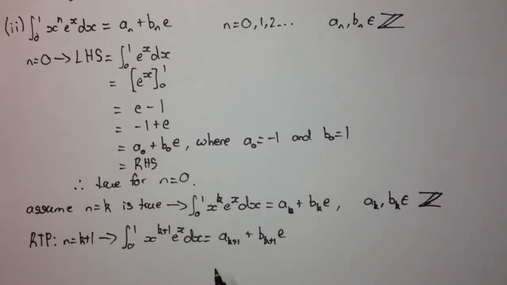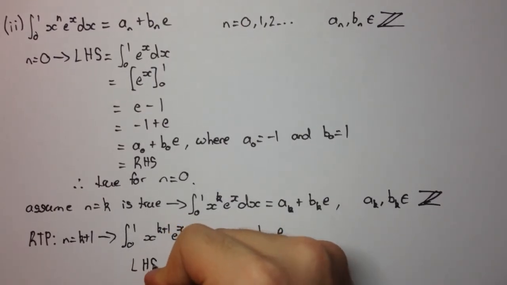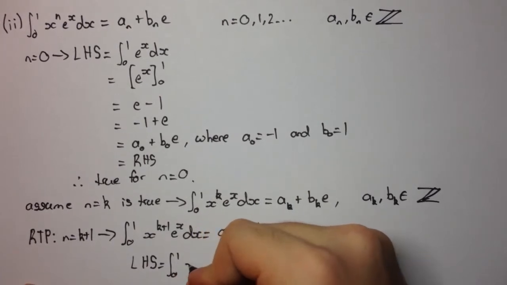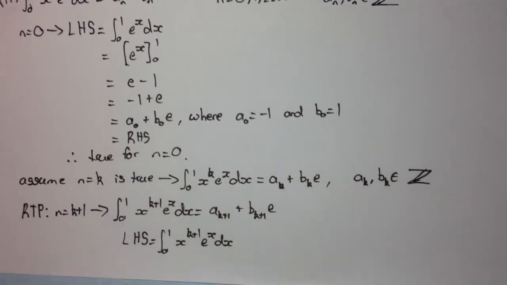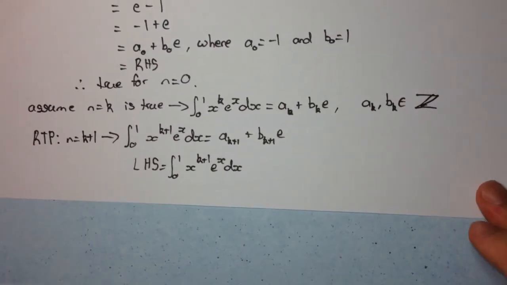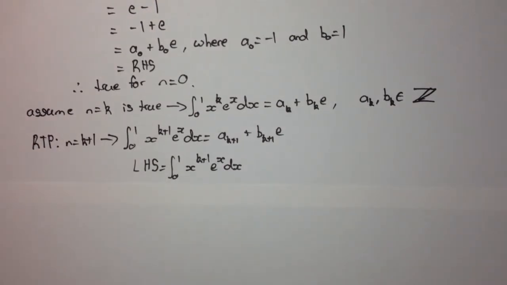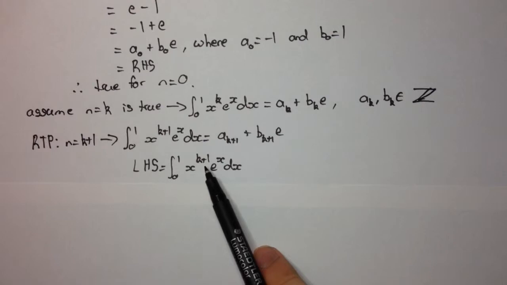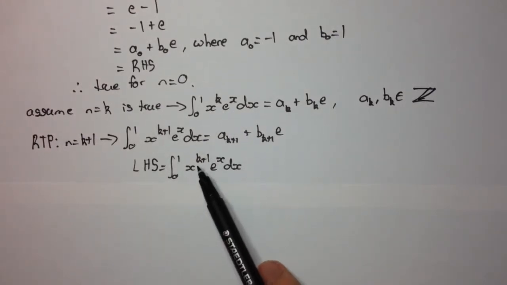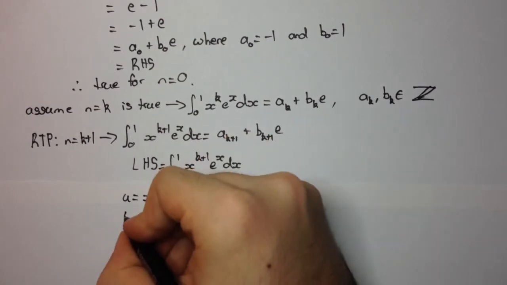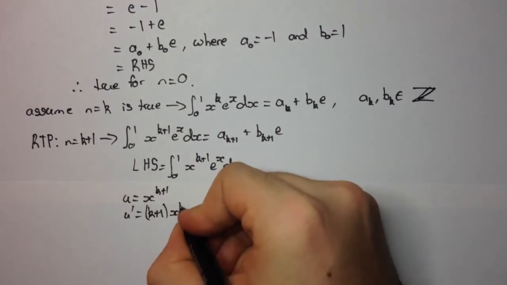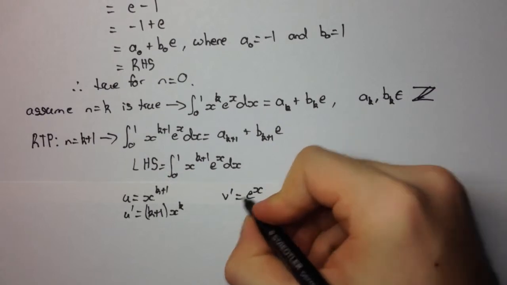Once again we have the product of functions here. Let's write our left-hand side again. It is the integral from 0 to 1 of x to the k plus 1 e to the x dx. We will probably be using integration by parts because we have this product of functions. So what do we choose as our u and what do we choose as our v dash? If we have x to the k plus 1, we want to reduce it to just x to the k. So this suggests that we select u as x to the k plus 1, which means u dash would be k plus 1 times x to the k. And that means v dash is going to be e to the x, and so v is e to the x.